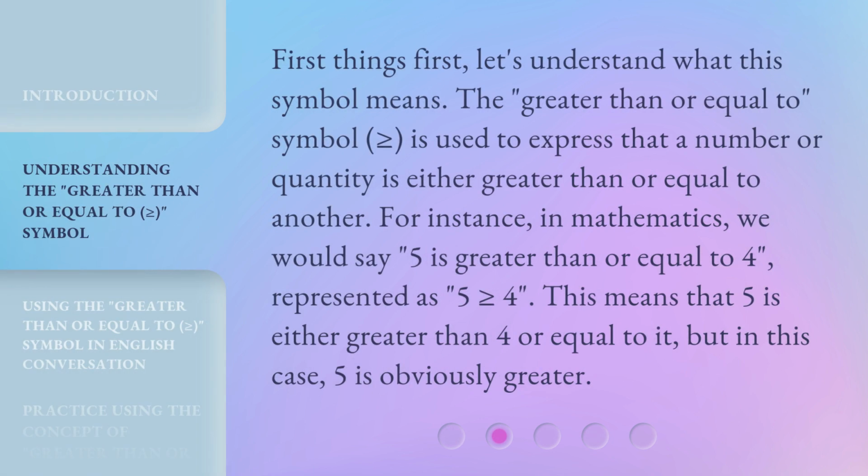First things first, let's understand what this symbol means. The greater than or equal to symbol, ≥, is used to express that a number or quantity is either greater than or equal to another. For instance, in mathematics, we would say 5 is greater than or equal to 4, represented as 5 ≥ 4. This means that 5 is either greater than 4 or equal to it, but in this case, 5 is obviously greater.